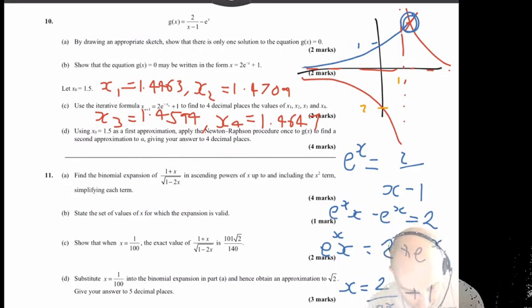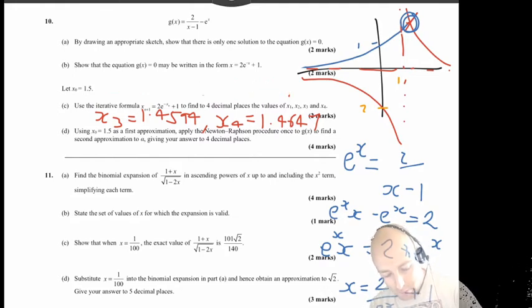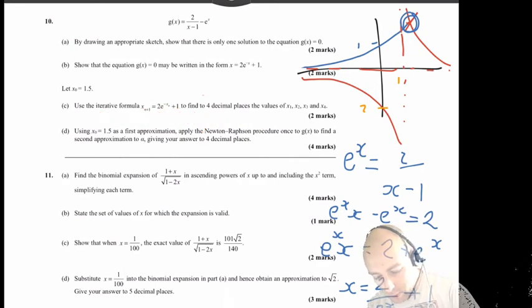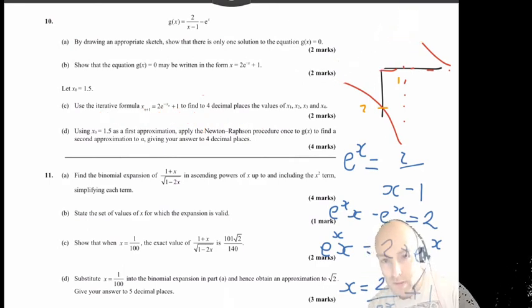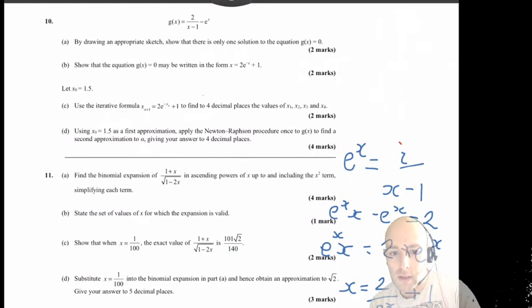Okay, using that as a first approximation, apply Newton-Raphson to g of x to find a second approximation, giving the answer to 4 decimal places. So we need to remember the Newton-Raphson equation, which is going to involve some differentiation. That's why this one is now worth 4 marks. So we need to differentiate g, so g dash of x.